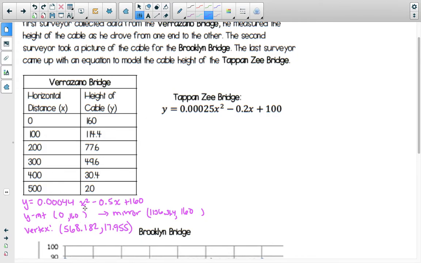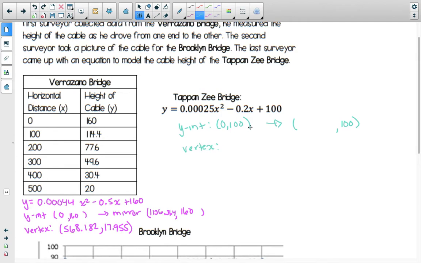So this is for the Verrazano Bridge. We have all the information for the Verrazano Bridge. So let's go to the Tappan Zee Bridge and find all of the information for this one. We also want to find the Y-intercept, which we can see should be at 0, 100. But we also want to find the mirror of it so that we know how far it spans. We know that that Y value should also be at 100. And then we also need to find the vertex, so that minimum value.